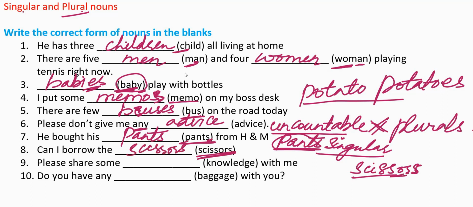Scissors. Please share some dash knowledge with me. You have to write knowledge as it is because there is no plural form for knowledge. Knowledge is an uncountable noun, and uncountable nouns do not have plural forms. You cannot write knowledges. Do you have any baggage with you? Baggage is again uncountable, hence it does not have a plural. Do you have any baggage? You write it as it is.